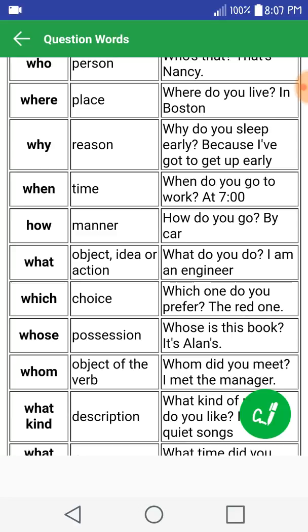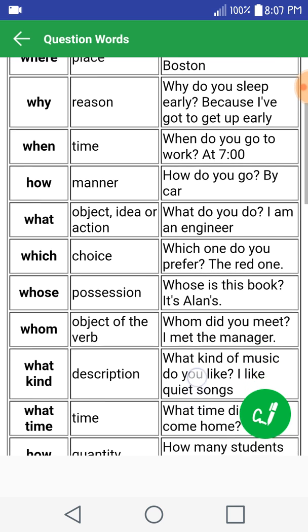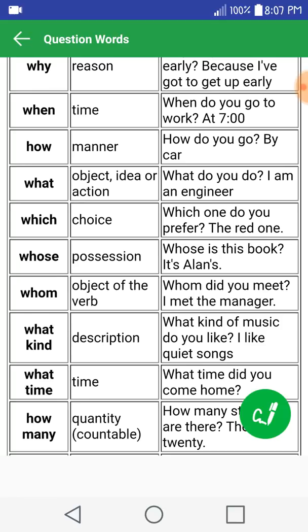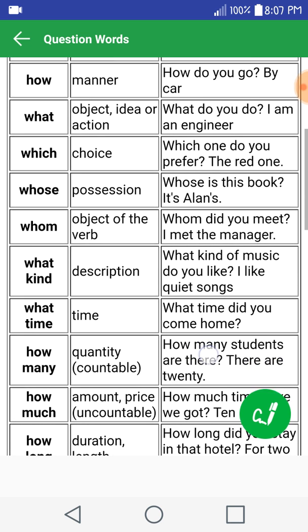So after why, we have when. We use when for the time. When do you go to work? At 7. After when, we have how. We use how for the manner. How do you go, by car? Like that. And after that, what. We use what for object, idea or action. What do you do? I'm an engineer.